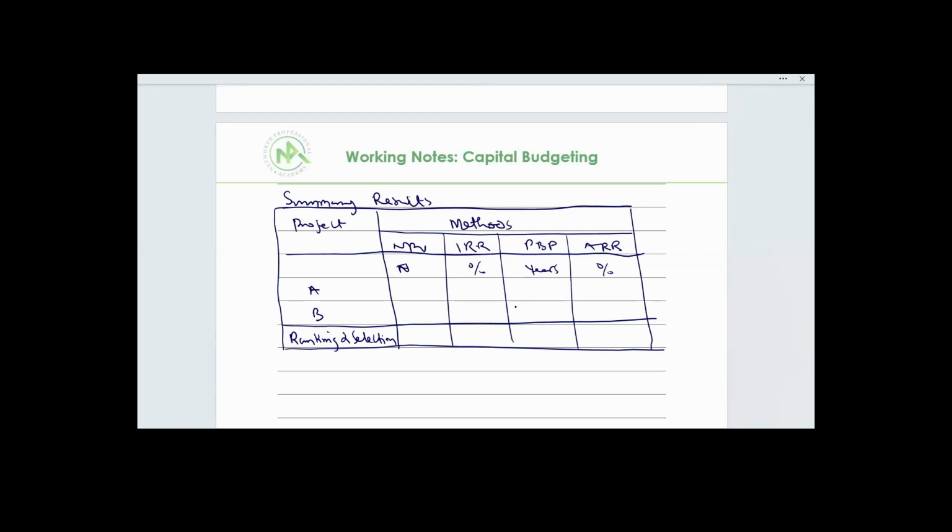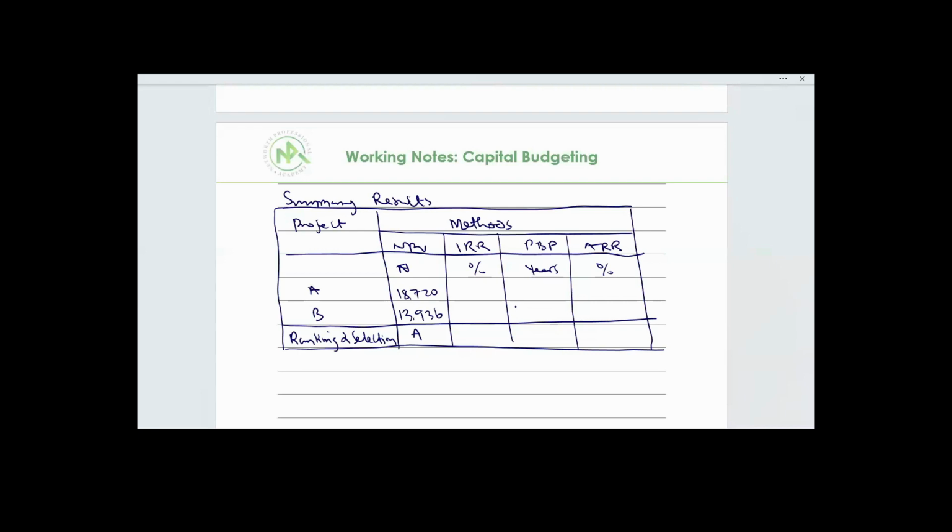All right then, on the basis of NPV, we calculated 18,720 for project A, 13,936. So on the basis of the net present value, which of the projects are you going to select? Which of project A or B are you going to select on the basis of NPV? I'm asking. Project A. Okay, you are correct. Project A has a higher positive NPV.